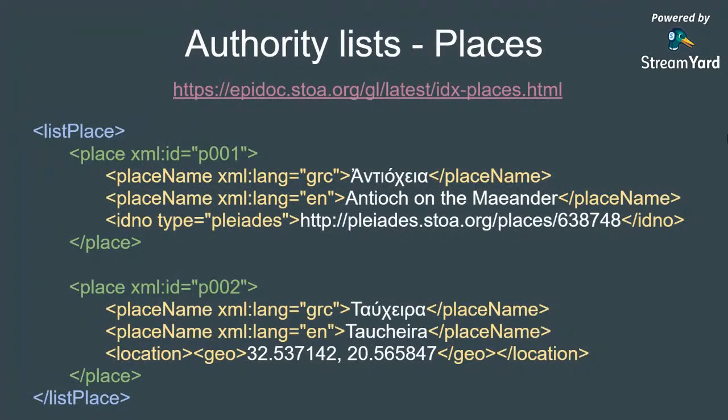Again, another very important piece of information that you might want to index in your corpus are places, of course. And places are actually very interesting because we can link them to gazetteers such as Pleiades or GeoNames, or also give their coordinates, as you can see in the second example. And as you can see, the authority list is built within a list place, and each item has the place tag.